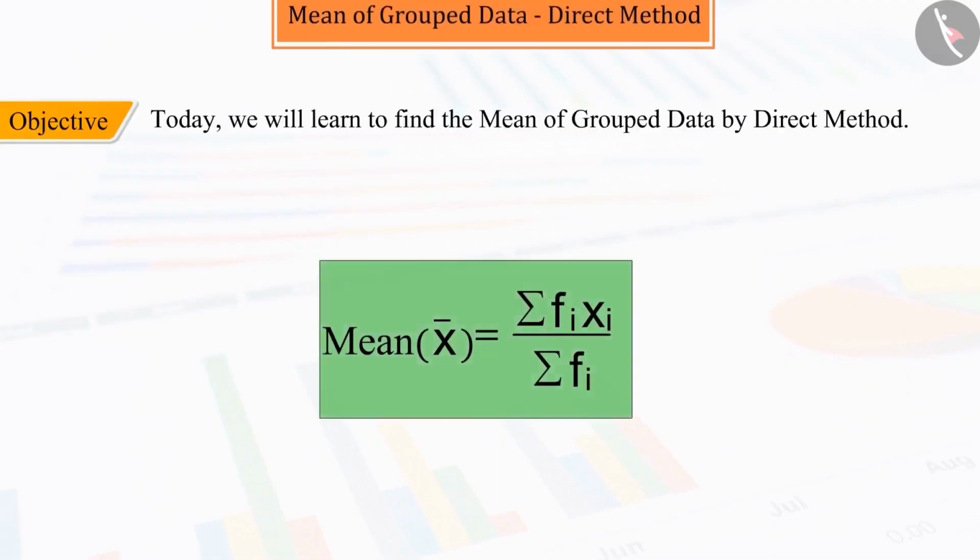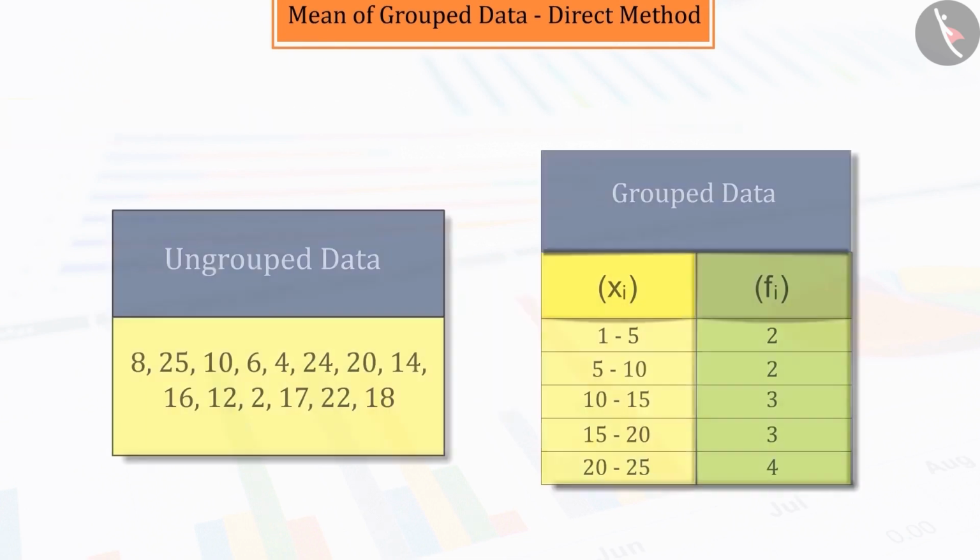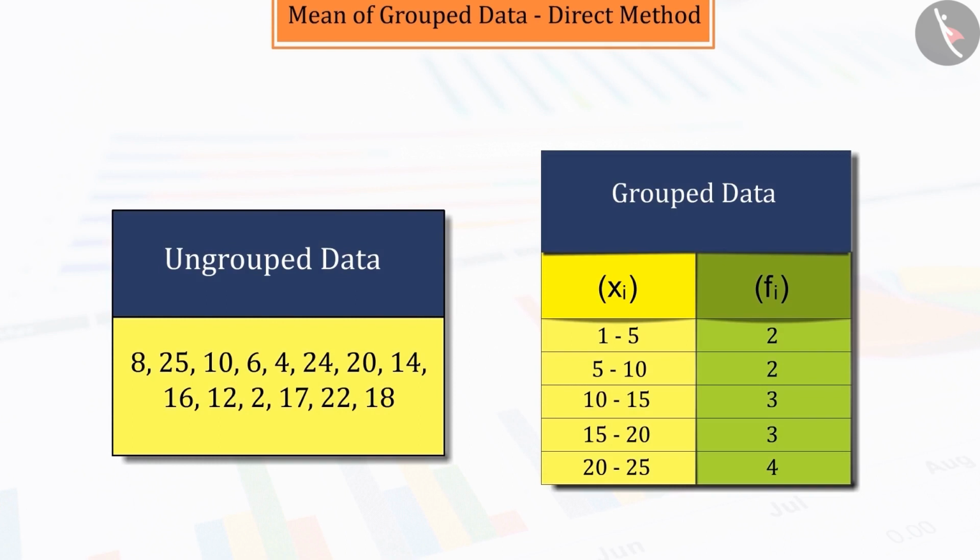Today in this video, we will learn to find the mean of grouped data by direct method. You may recall that in the previous class, we learned to organize data into ungrouped and grouped frequency distributions. Let's take a look at it.